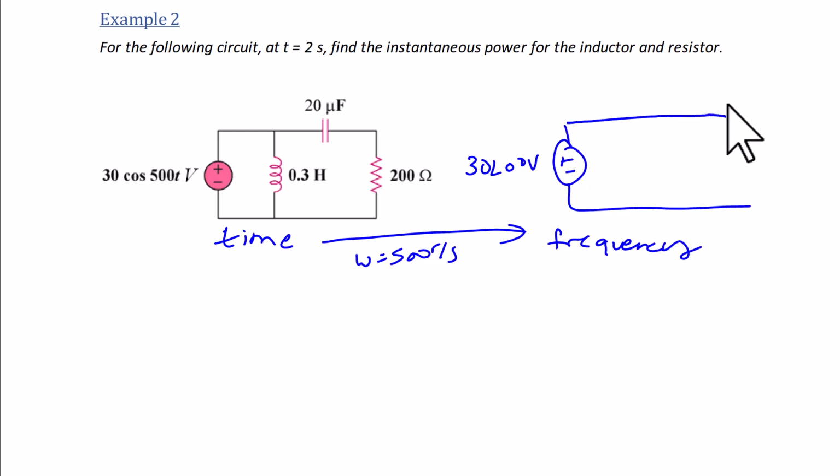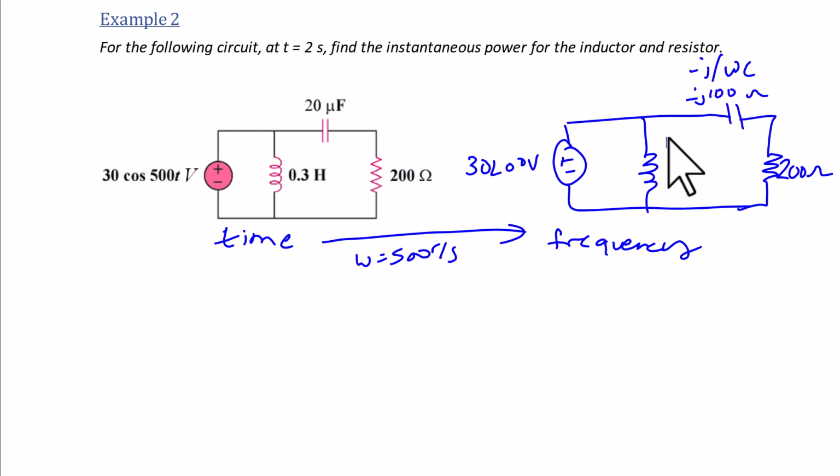The impedance of the inductor is going to be j omega L. The impedance of the capacitor is going to be negative j over omega C. And the 200 ohm resistor will remain as 200 ohms. So negative j over omega C is equal to negative j 100 ohms. J omega L is equal to j 150 ohms.